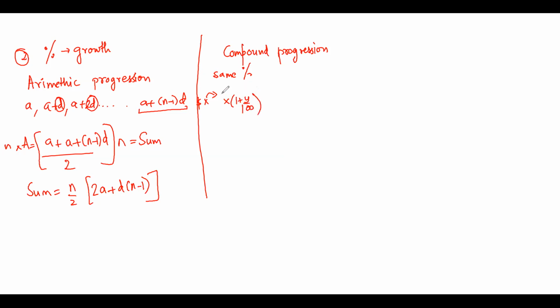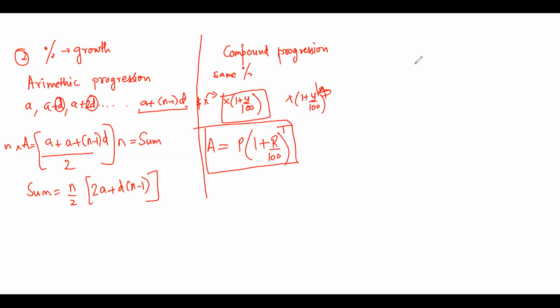What will happen the year after? This whole thing will increase by Y%. So then it will become 1 plus Y by 100 into 1 plus Y by 100, which is a square. The third year, it'll be cubed. The fourth year, it'll be to the fourth. So the amount I will get at the end is the amount I invest initially, which is my principal, and it will keep on increasing by R% every year for T years. So this is the expression basically.